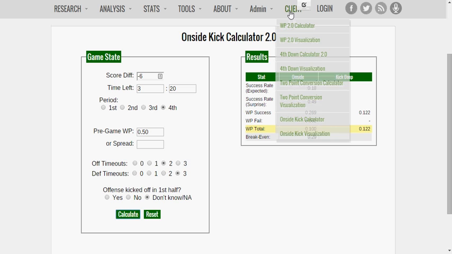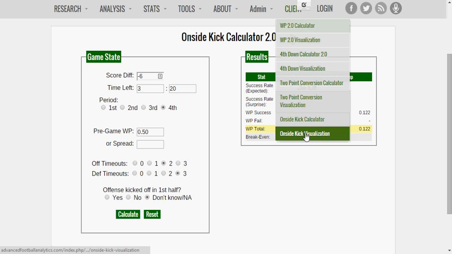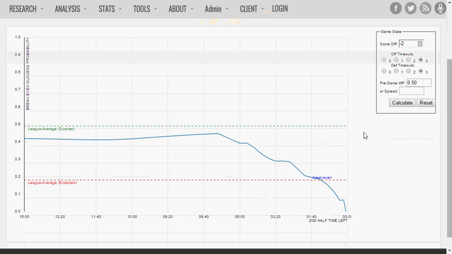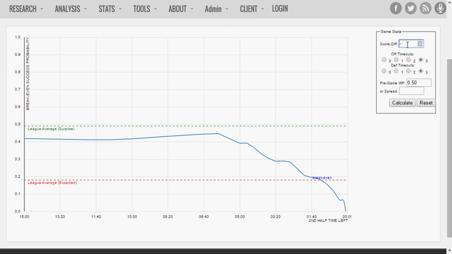We'll see how this all comes into play in the visualization, which illustrates how things are working under the hood. So let's start by entering the same game situation, down by 6. We had 2 timeouts. Our opponent had all 3, and we'll leave the team strength adjustment alone. And we can click calculate.